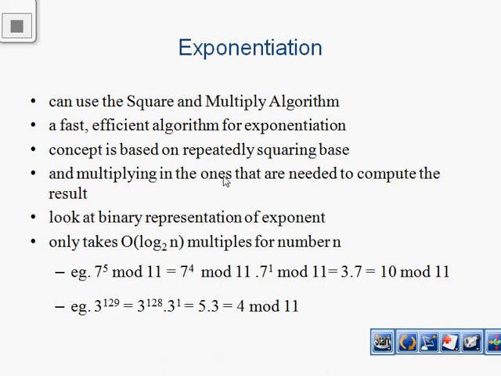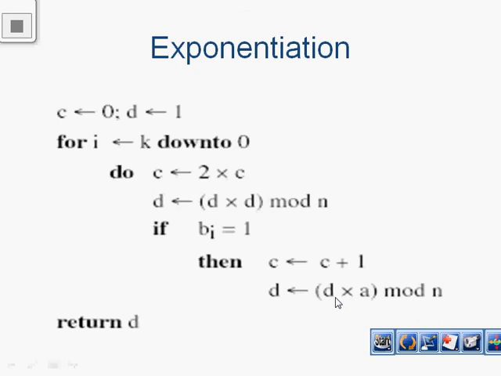Here we have used exponential values. Exponentiation can use the square and multiply algorithm. It is a fast and efficient algorithm for exponentiation. This concept is based on squaring. See, for example, 7 power 5 mod 11. How to easily calculate the exponential then? Based on the square value, we split it up as 7 power 4 mod 11 times 7 power 1 mod 11. So you get the value 10 mod 11. It is easily calculated. This is the algorithm used for exponential calculation by the sender side.